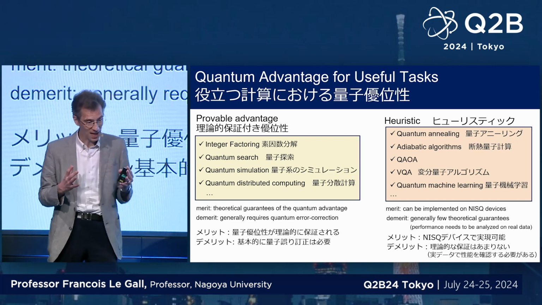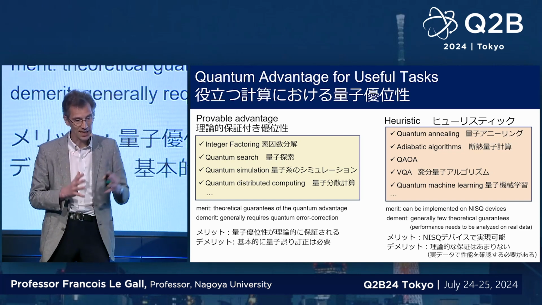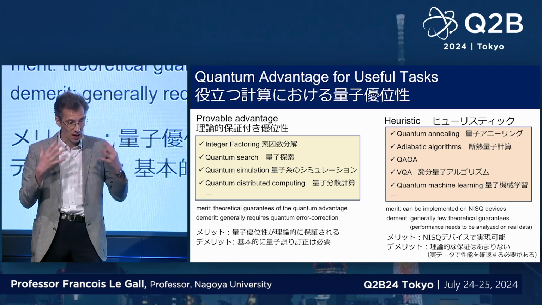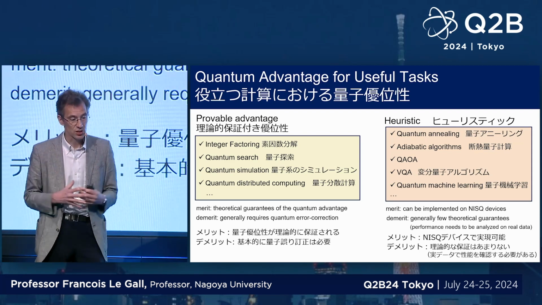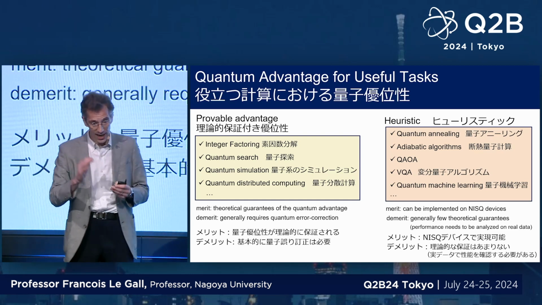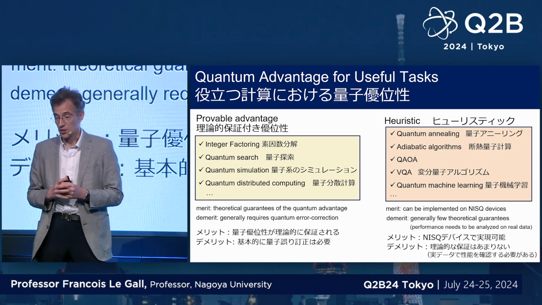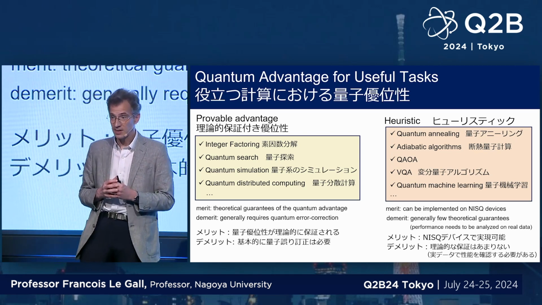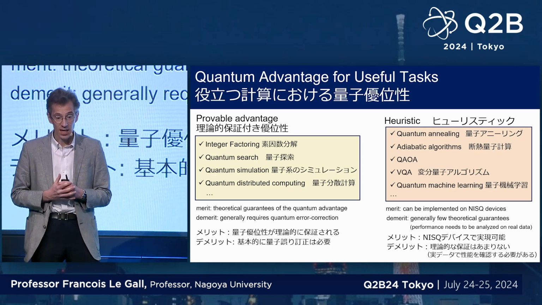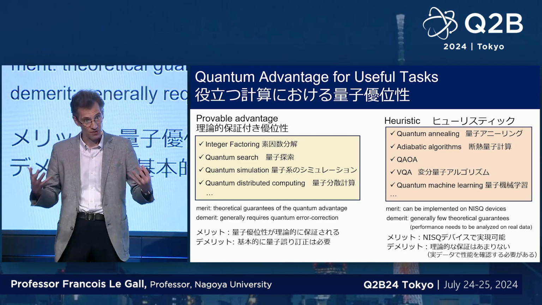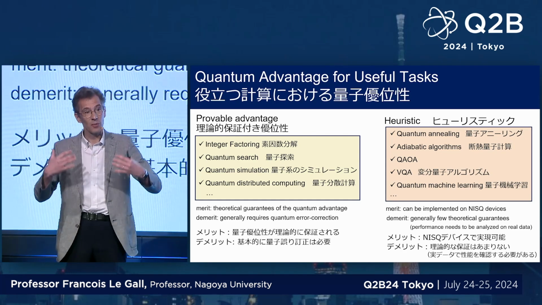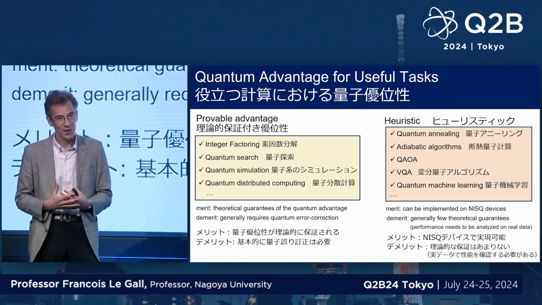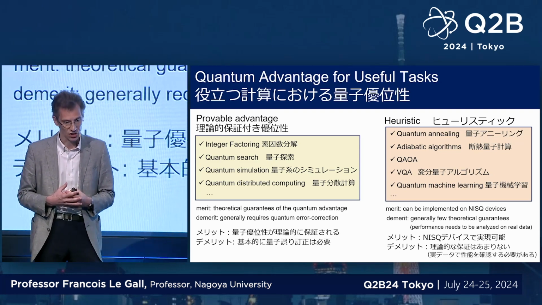But the main problem is that all these algorithms typically require quantum error correction. So we cannot really implement them without fault-tolerant quantum computers. On the right, we have heuristic quantum algorithms, many very exciting and powerful techniques. The very nice thing is that, to some extent, they can be implemented on current devices. But the main issue is that generally we don't have a very strong theoretical guarantee of the quantum advantage here.